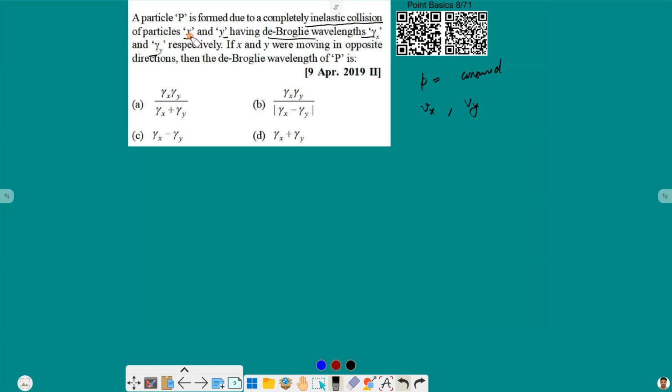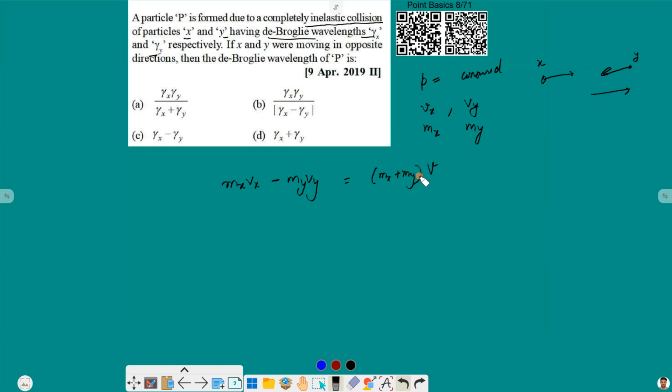Their masses are mx and my. So according to momentum conservation, mx vx minus my vy. We assume that particle y is moving in the opposite direction to x. Particle x is moving in the positive x direction, and particle y is moving in the negative x direction. That's why we take a negative my vy. Now assume that after combination they both move in the positive x direction, so we can write the combined mass mx plus my with some velocity v.